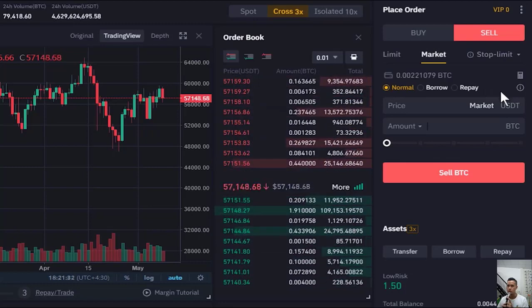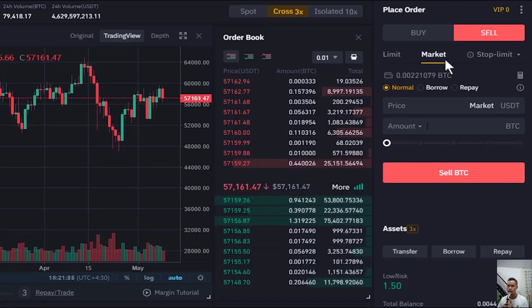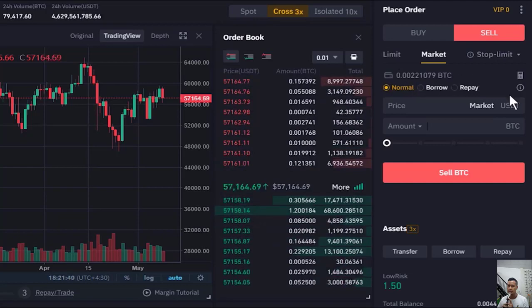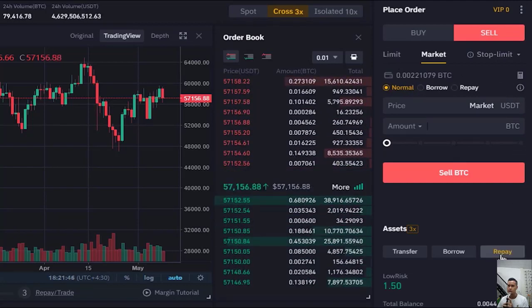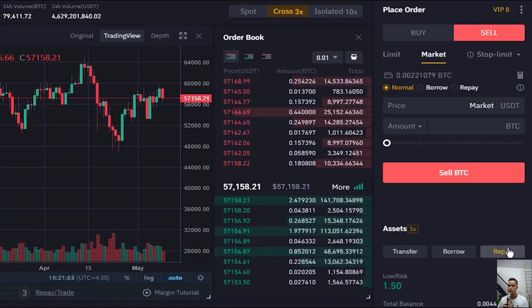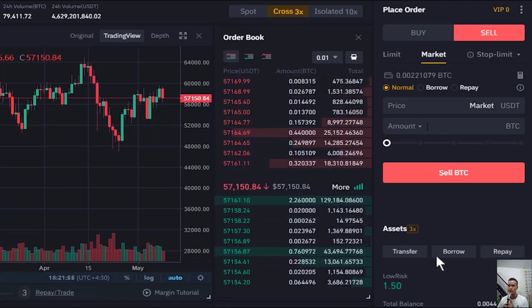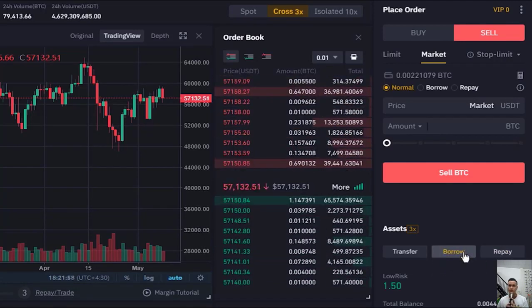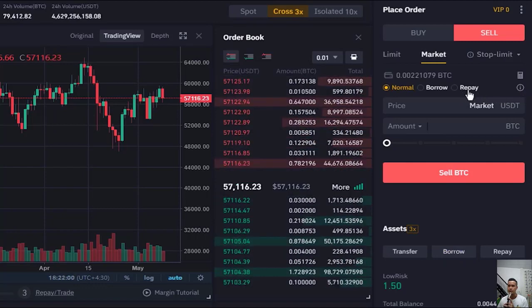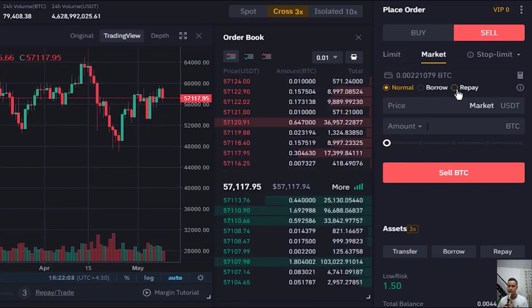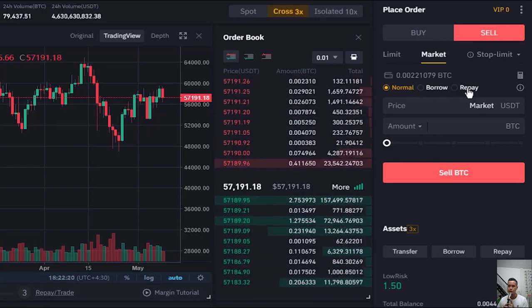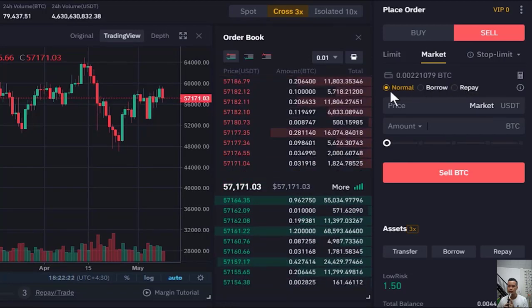Or the other way is just selling the coins normally and then repaying the debts with the help of this button here. Let's do it this way because in this example, we also borrowed here before the trade. And later I'll explain borrowing and repaying with these options in another example. Alright, let's sell our Bitcoin in the normal way.